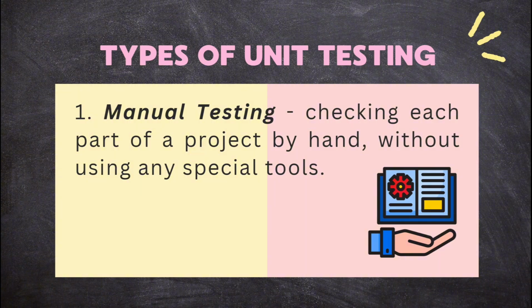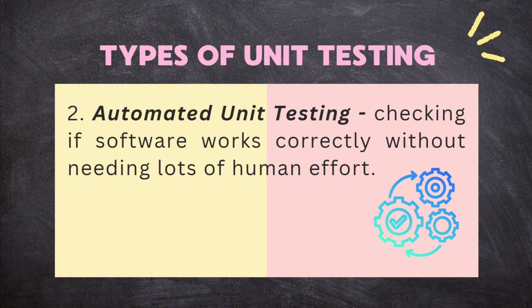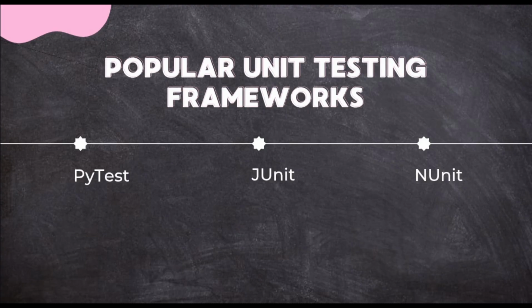There are two types of unit testing. The first is manual testing, where developers check each part of the program manually without using special tools. Second is automated unit testing, where testing is done using tools or frameworks to automatically check if the code works correctly. To perform automated unit testing, developers often use frameworks. Some popular frameworks include PyTest, which is commonly used for Python programming. For Java developers, JUnit is widely used, and for .NET applications, developers commonly use NUnit.